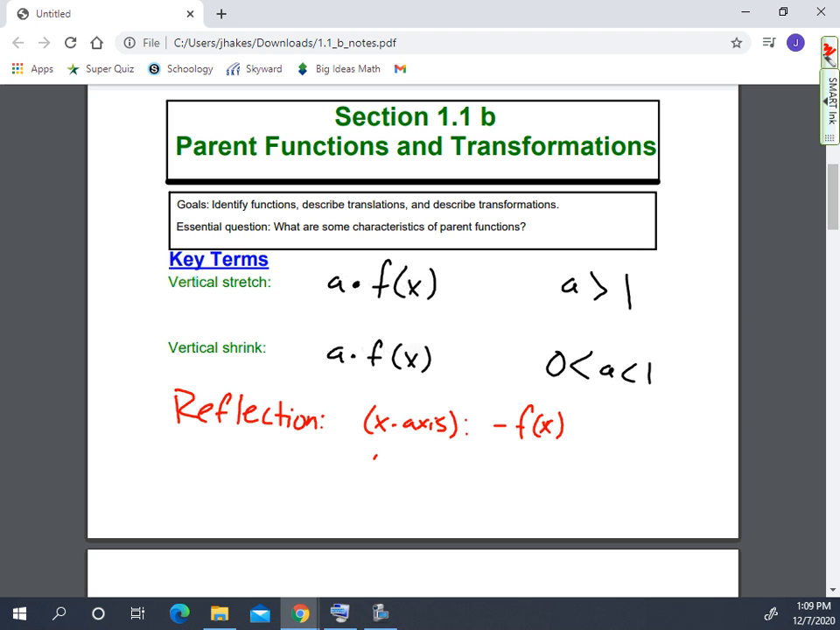And reflection over the y-axis looks like this. It's f, but instead of being negative f of x, it's f of negative x. So a little discrepancy there, a little different. But we're still talking about reflection and a vertical stretch and vertical shrink. Okay, moving on to some examples.